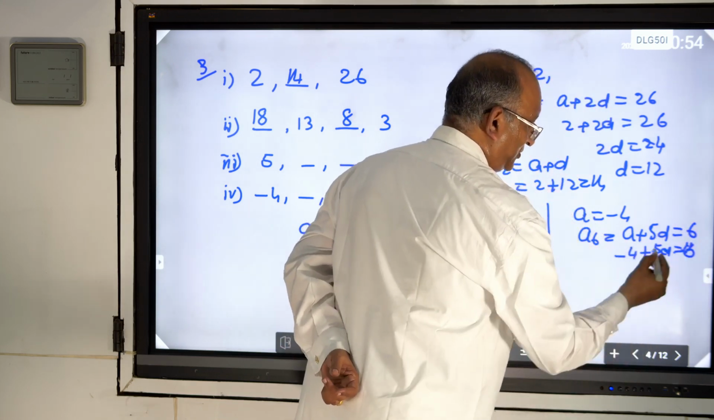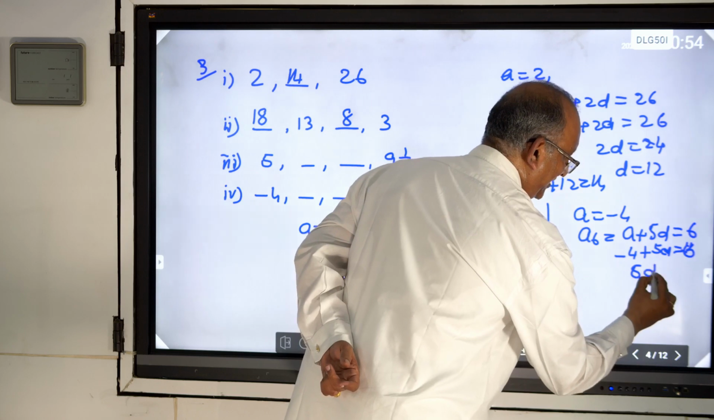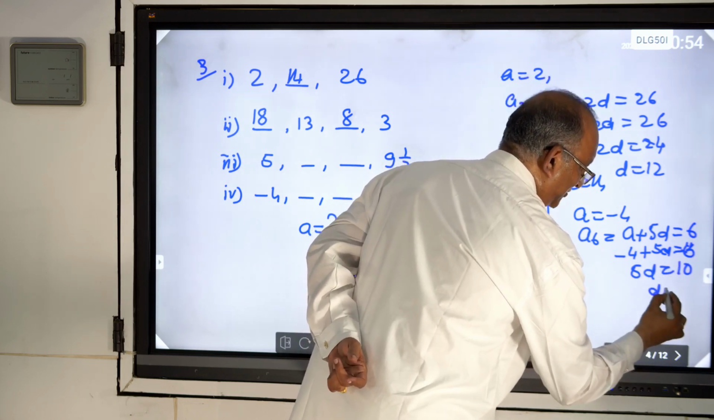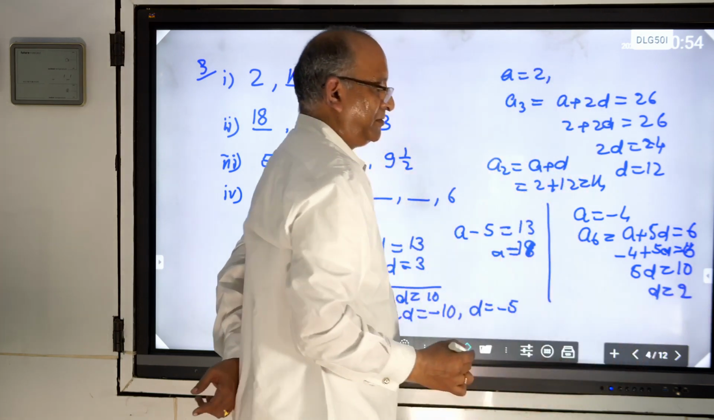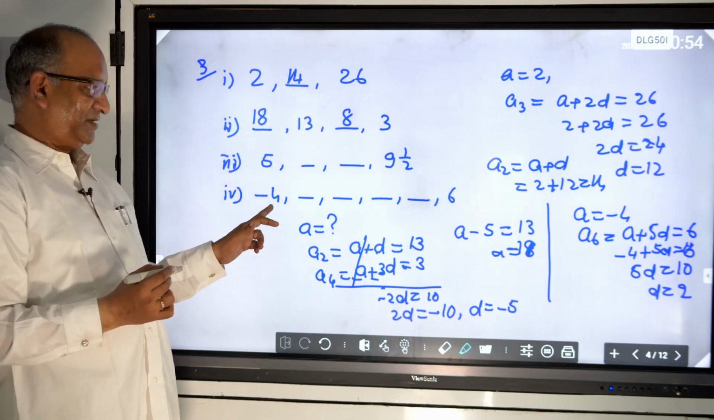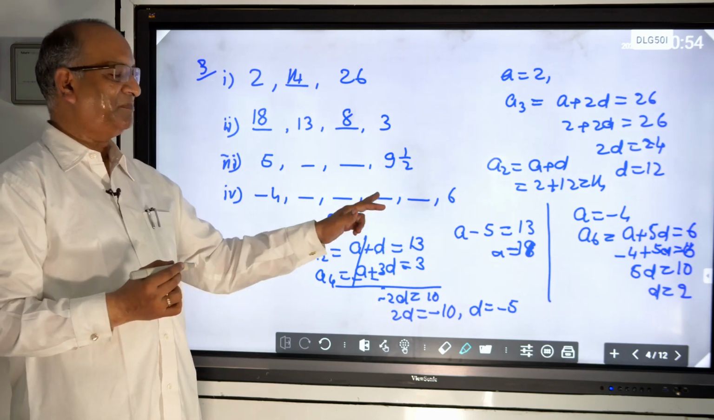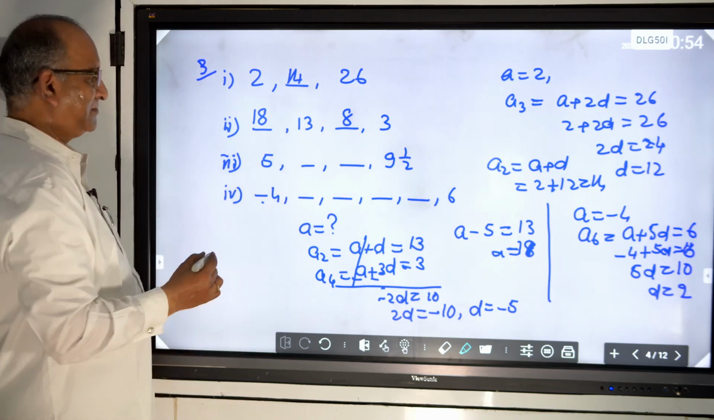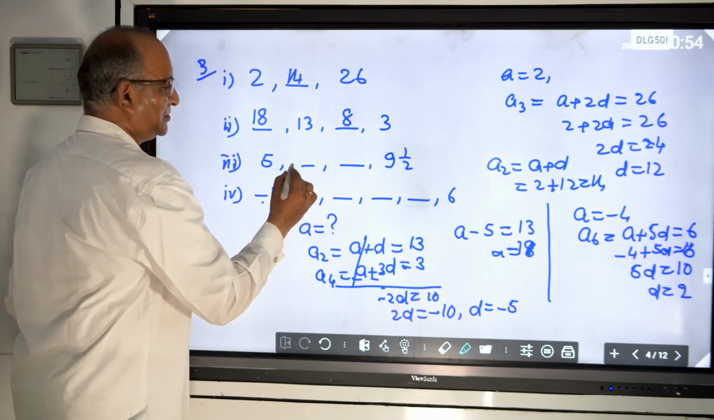So take -4 that side, you are going to get 5D equal to 10. Divide with 5, you will get D equal to 2. Common difference is 2. What is the advantage? We know the first term, we know the common difference, we can simply fill up all the gaps. How? -4 plus D. So this answer will be -2.